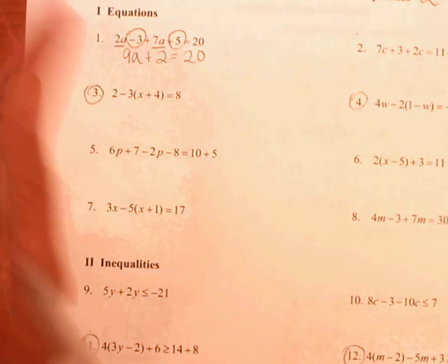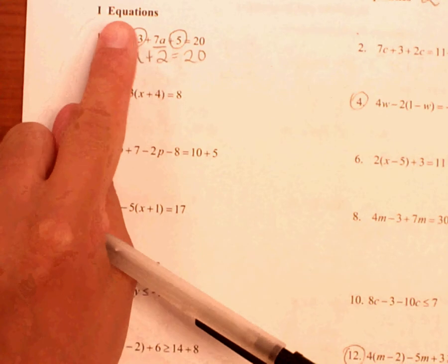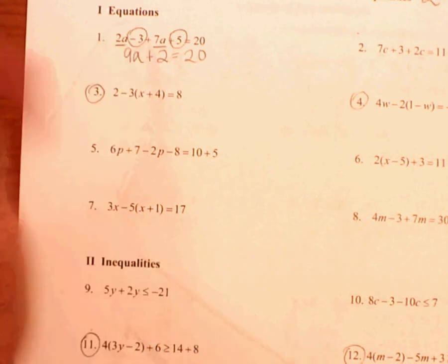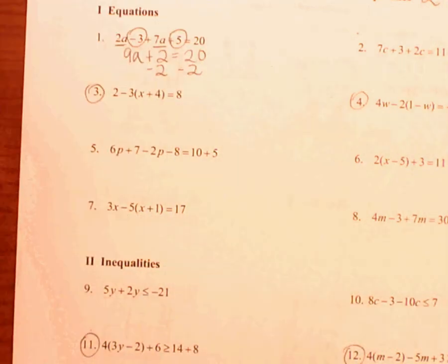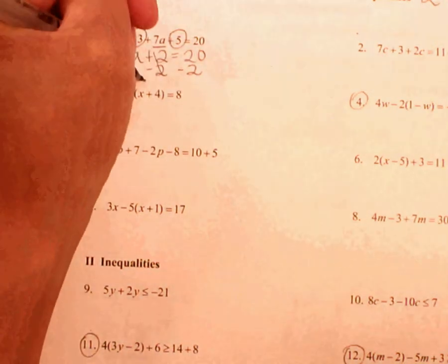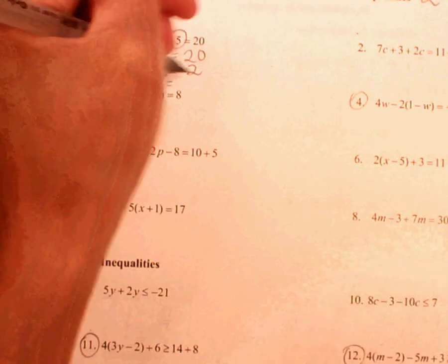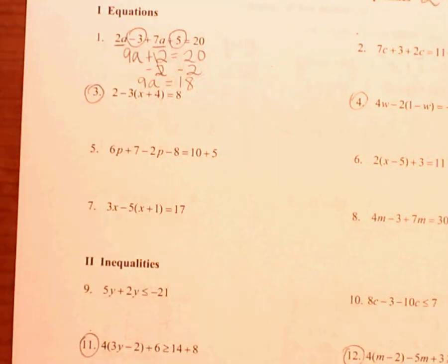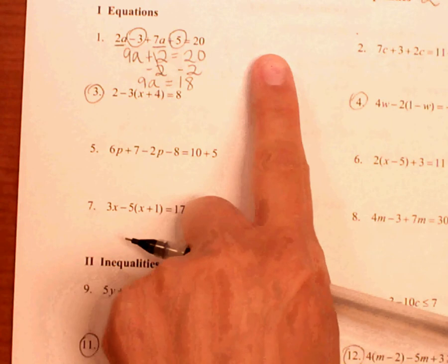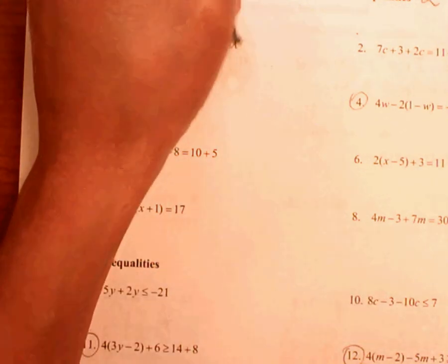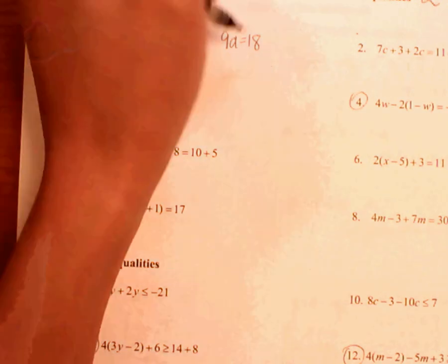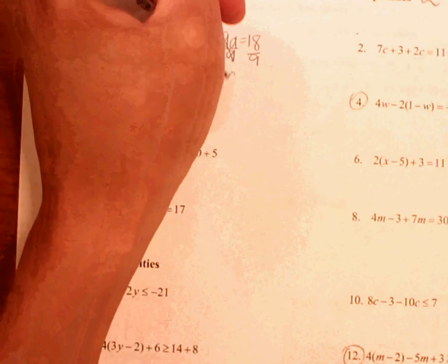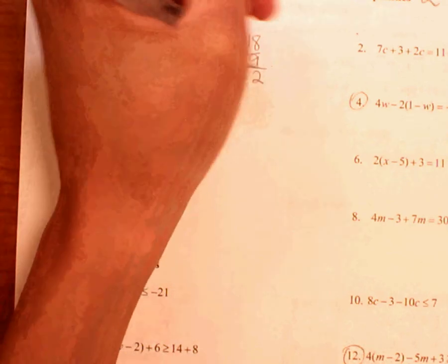Now I'm going to isolate the a. In order to isolate the a, I need to get rid of the 2. So I'm going to subtract 2 from each side of the equation. That leaves me with 9a equals 18. I'm going to carry on to this side here. 9a equals 18. I'm going to divide both sides by 9 so that the a is isolated. When you do that, you end up with a equals 2.